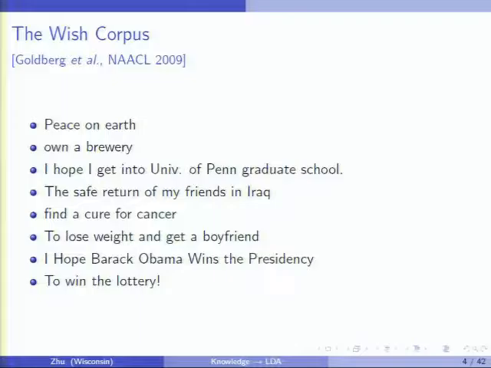Can you take a guess what is the most frequent wish? Right on. The most frequent one is peace on earth. Now here is a random sample of wishes. Let's see. So on the break, getting into university, safe return of my friends. This particular data set is from 2008. Find a cure for cancer, to lose weight and get a boyfriend, and so on and so forth.